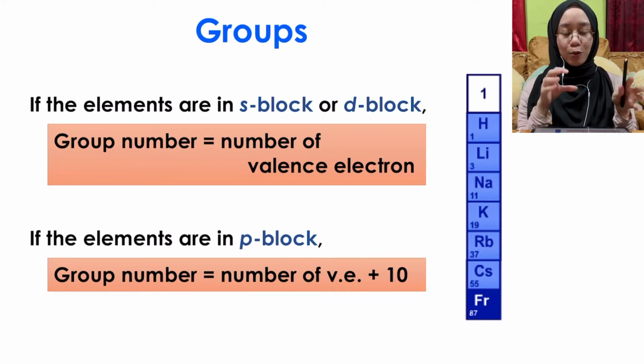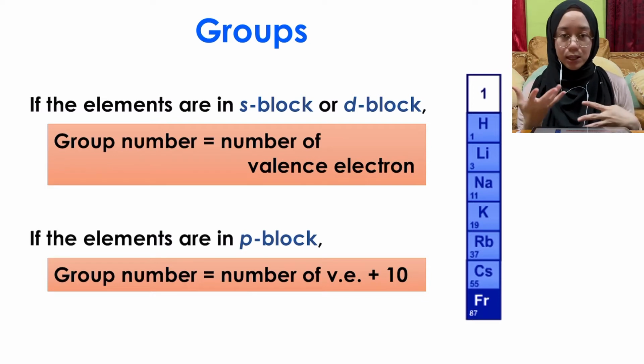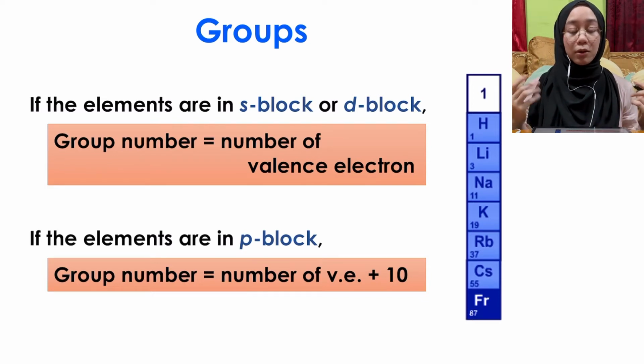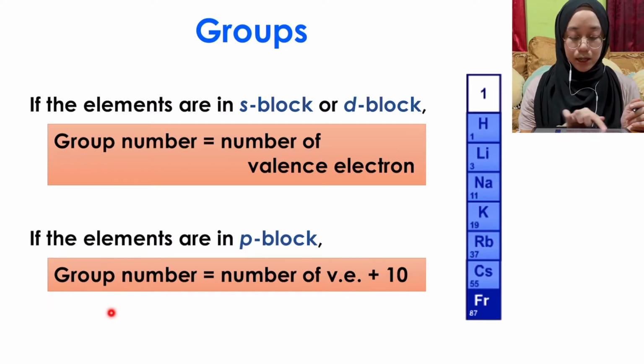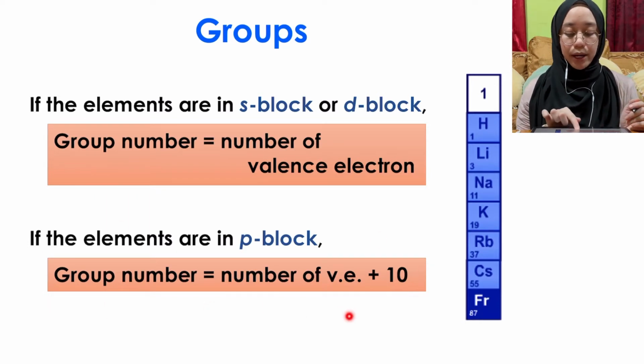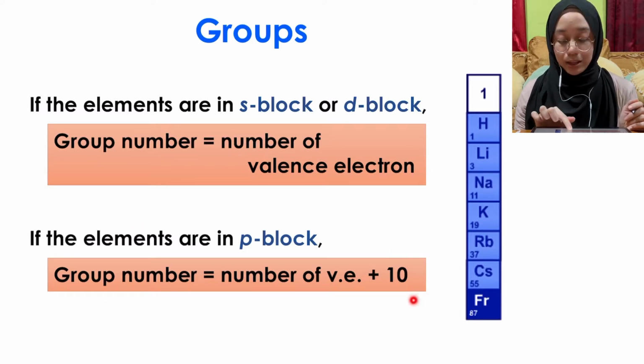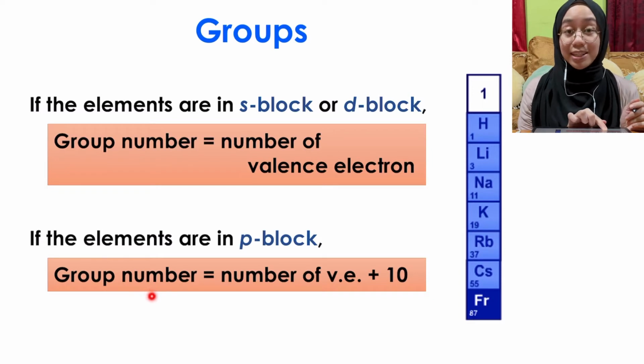So what is the use of group number equals the number of valence electrons, or group number equals the number of valence electrons plus 10, for P-block elements? From this formula, you can actually work out, let's say you have the number of valence electrons, and then you want to look for the group number. What you have to do is just rearrange this formula. So plus 10 we move to the other side, and it becomes minus 10. So you can actually look for the number of valence electrons.